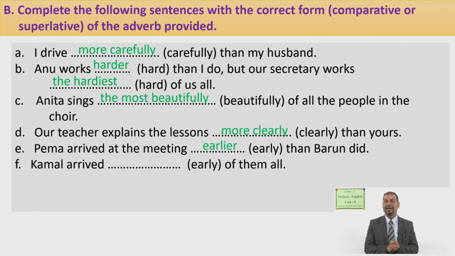E-A-R-L-I-E-R, earlier than Barun did. Good job. Now, next one. F. Kamal arrived early of them all. Now, is there than? No. So, you have to supply there superlative form. And what is the superlative form of early? Most early? No. Earliest. Yeah. Kamal arrived the earliest of them all. So, dear students, I hope you might have got the ideas to supply comparative or superlative form in our sentence while making comparisons. Is it clear to you?